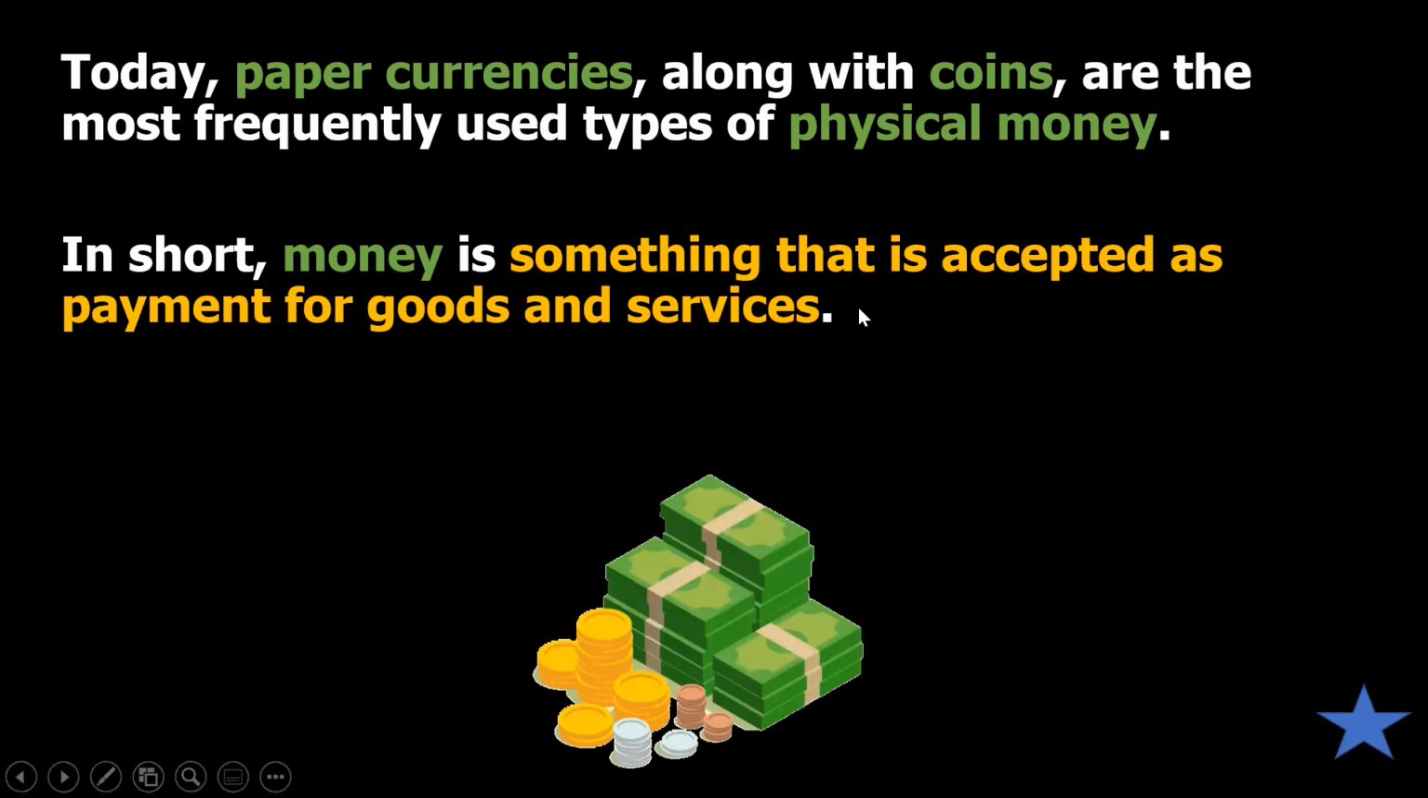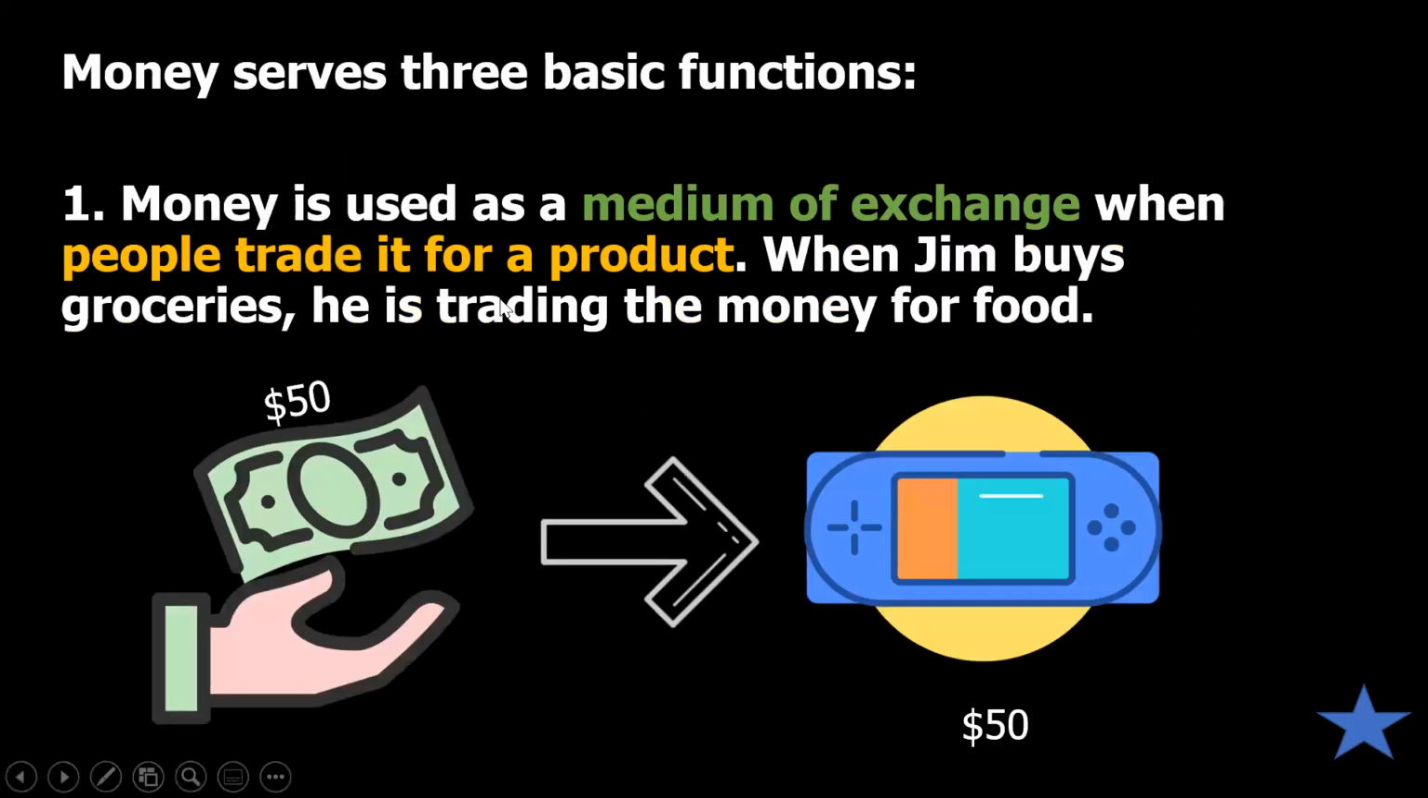So, as you know, today, paper currencies along with coins are the most frequently used types of physical money. Paper currencies and coins have replaced all these old shapes and forms of physical money. However, remember that we do not only have physical money, we have cryptocurrencies, we have digital money. So it's not only about physical money. And if we had to define money, in short, we would say that money is something that is accepted as payment for goods and services. Anything that is accepted as payment for goods and services, that is not another thing or another service, is money.